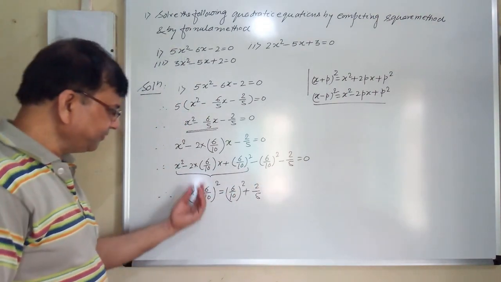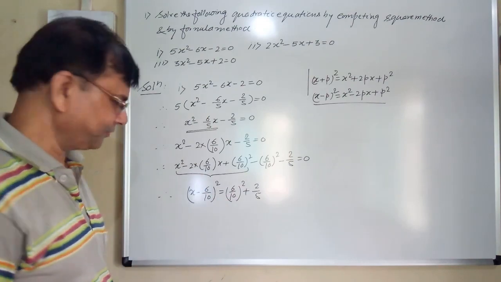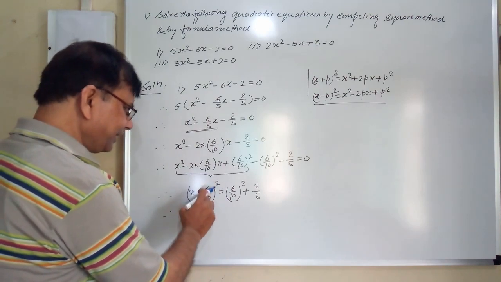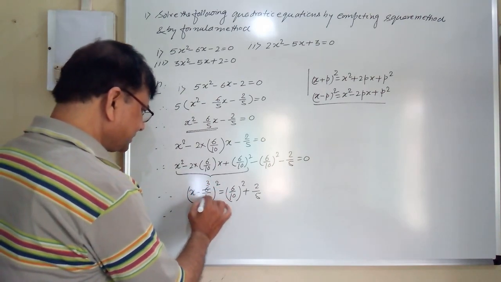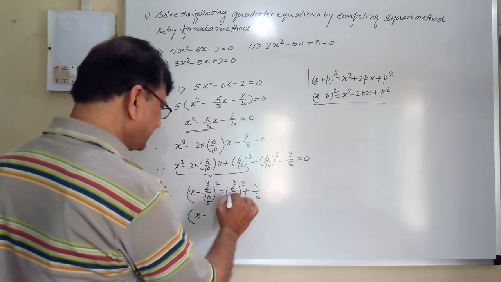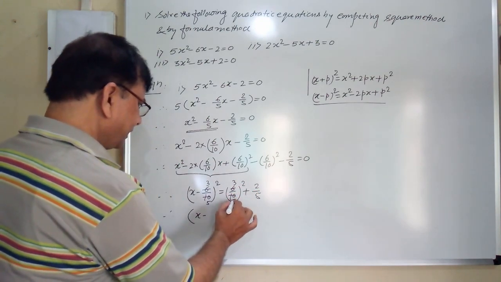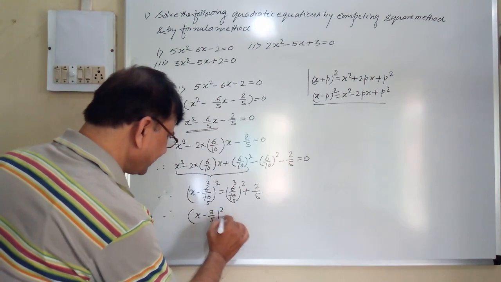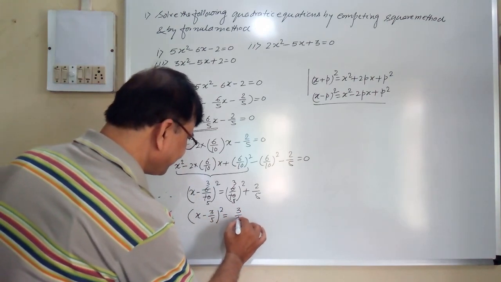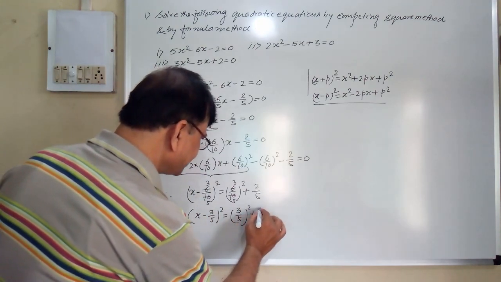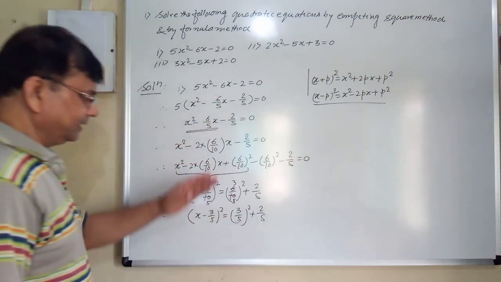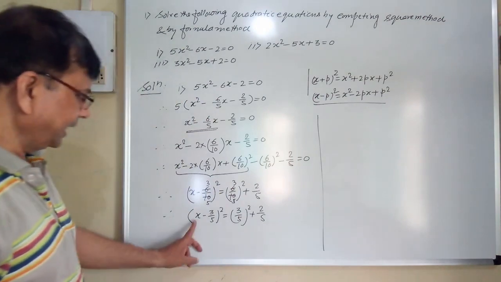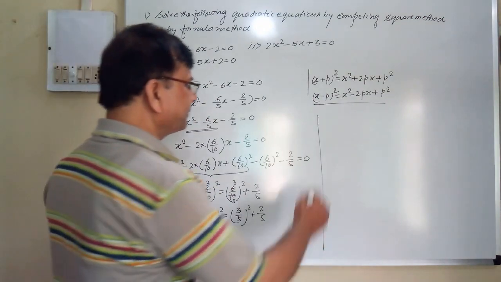If you want, you can simplify 6 by 10 here itself. So therefore, that is x minus 3 by 5, since 2 3s are 6, 2 5s are 10. So we can write it as (x minus 3 by 5) whole square is equal to (3 by 5) whole square plus 2 by 5. This much we got. We can further simplify.